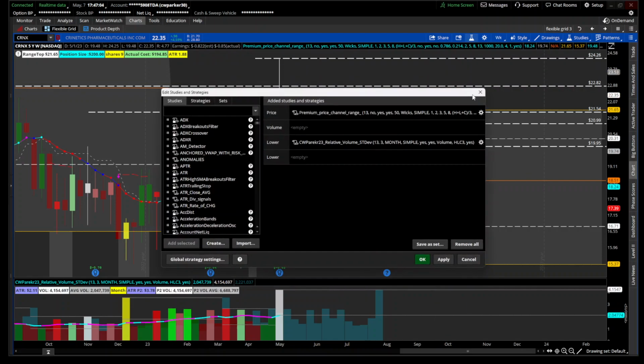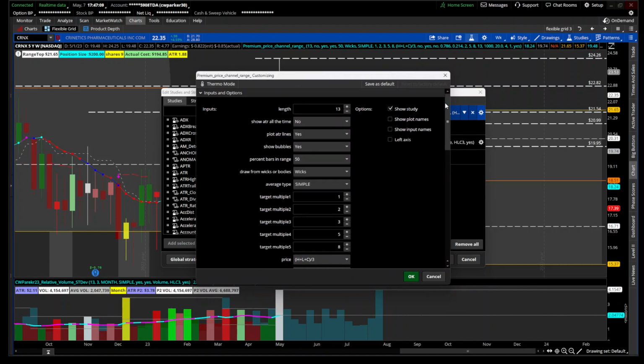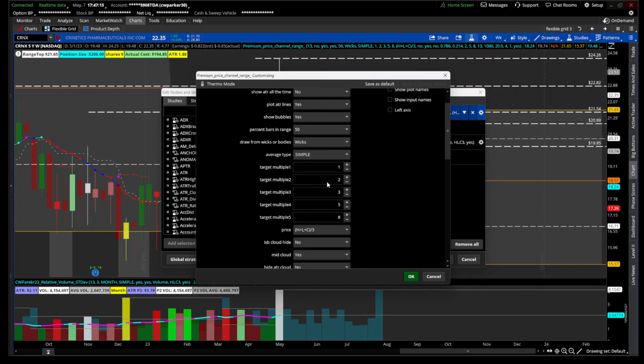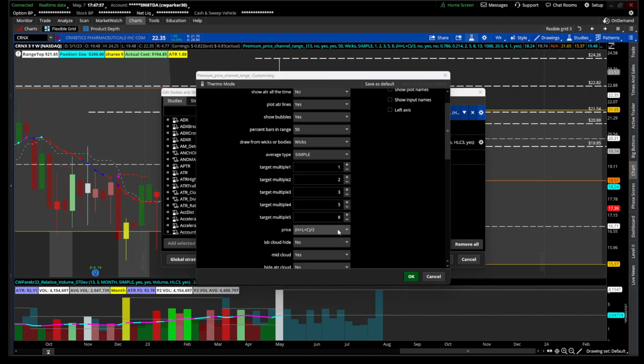I also didn't necessarily remove the cloud, but I moved the cloud away from the actual simple moving average and added it to the top of the range.